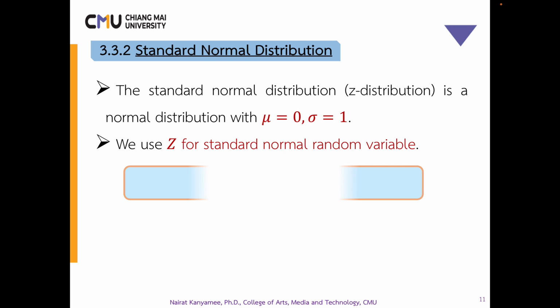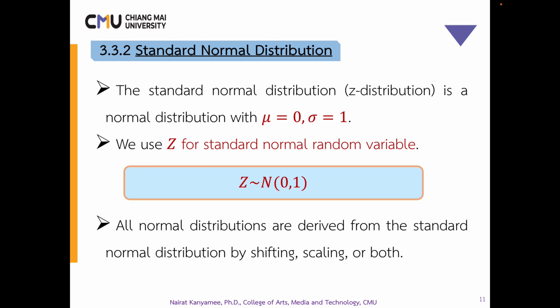Standard normal random variable, right? We talk about the English alphabet Z. Z follows N with mean 0 and standard deviation of 1. If you see a value like this, the first parameter is mu, so mu is 0, and right here sigma is 1.